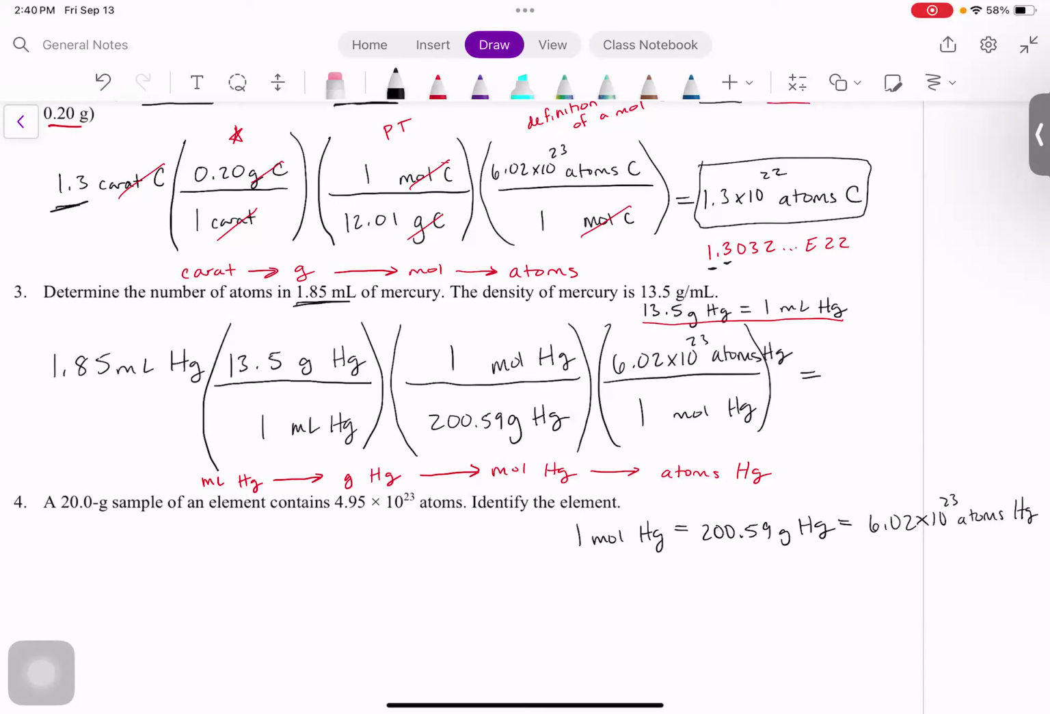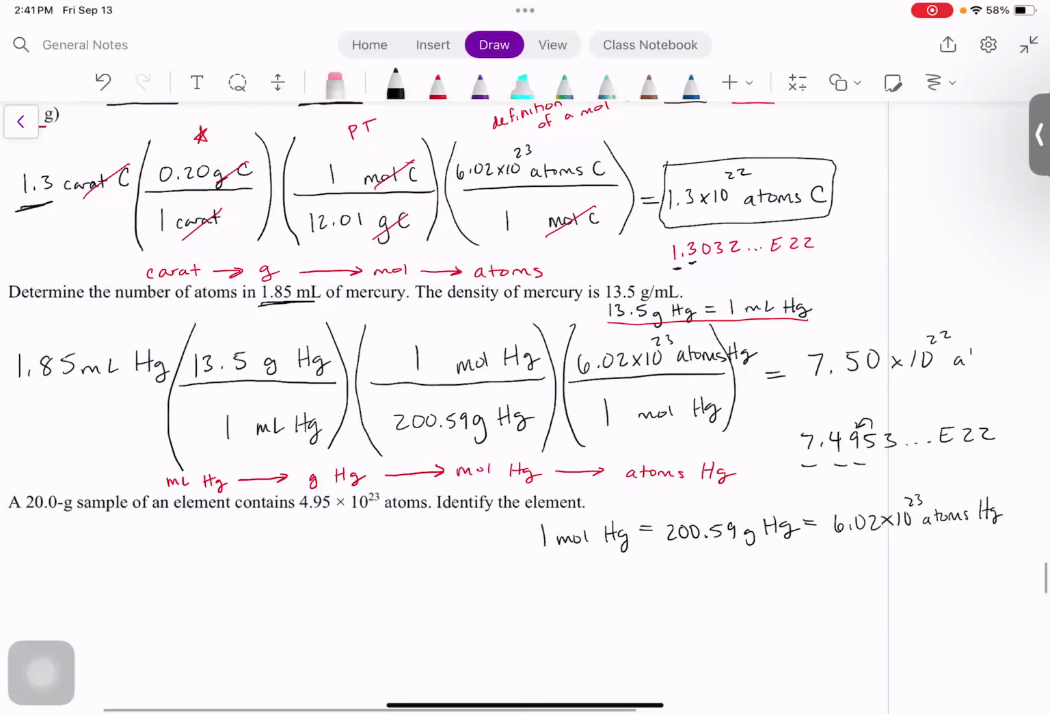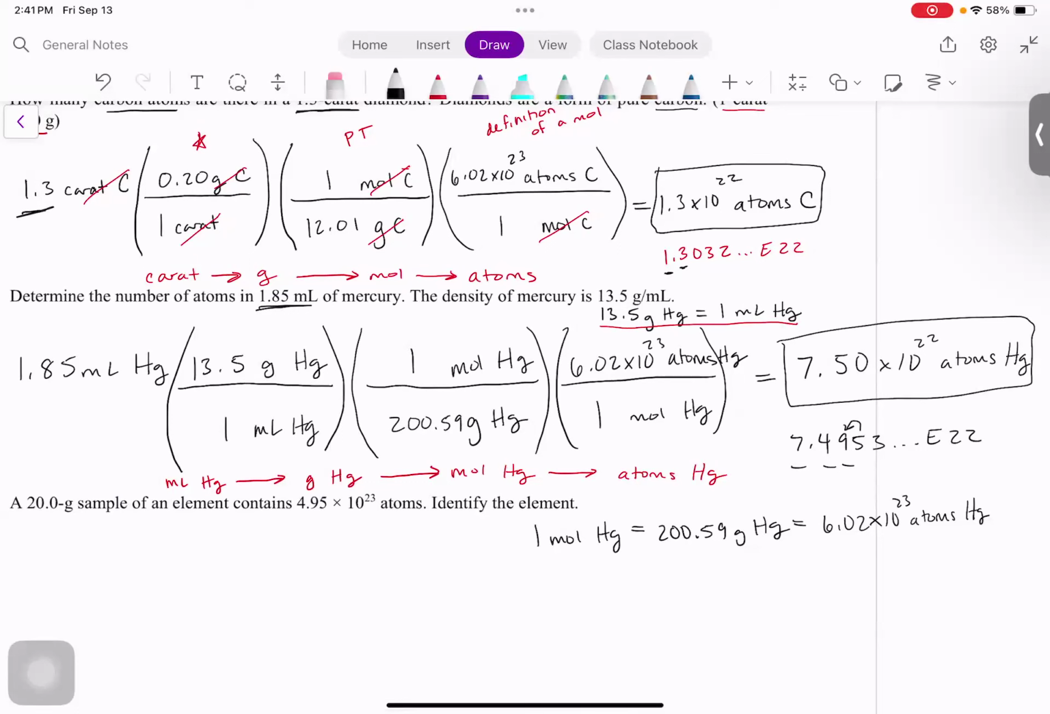And I end up with 7.4953, bunch of other stuff, E22. So I will round this answer to 3 significant figures. 1, 2, 3, gonna round up. So this is gonna be 7.50 times 10 to the 22nd atoms of mercury. 7.50 times 10 to the 22nd atoms of mercury is my answer here.